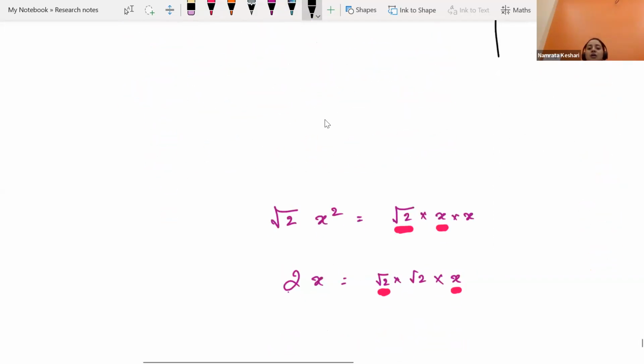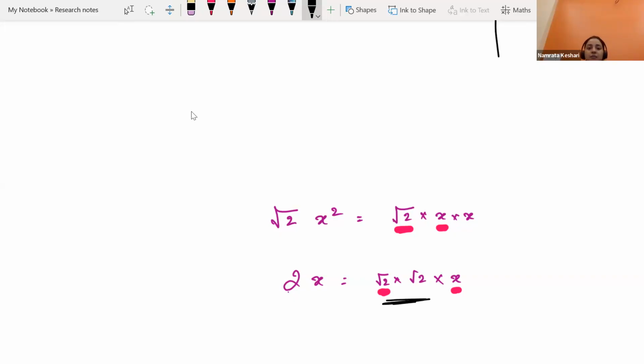This is how we will always do it: we will not break any number like 3 or maybe 7, so we will not think like 3 means root 3 into root 3. But when required, when the other term has root 3 and we are trying to take out the common factor, then we will break the number like this.